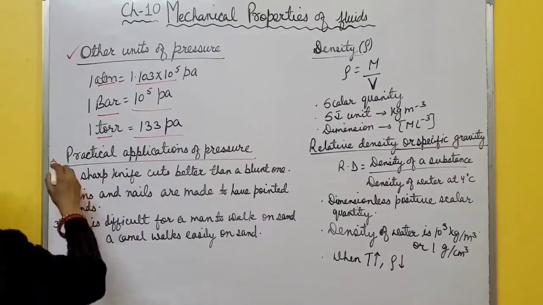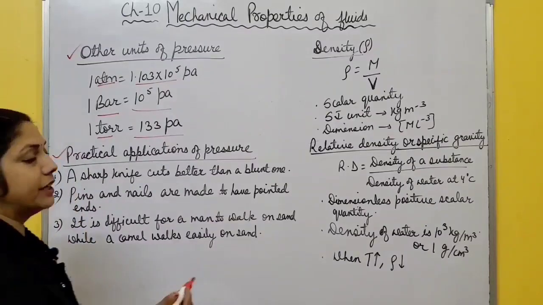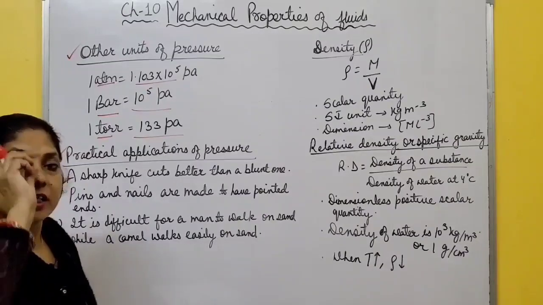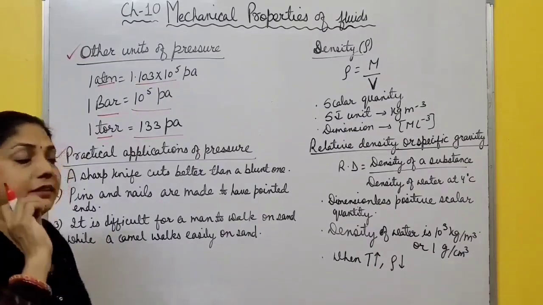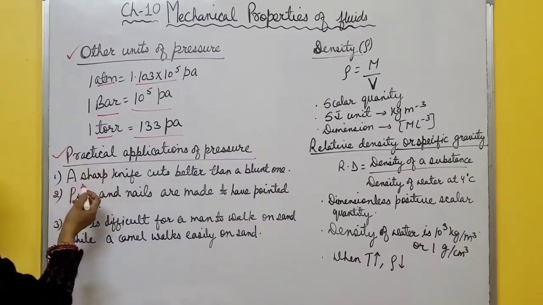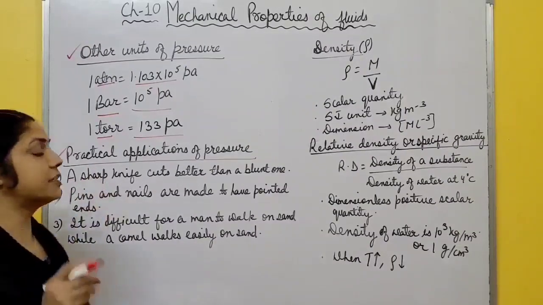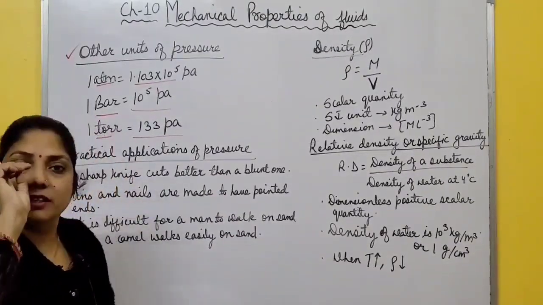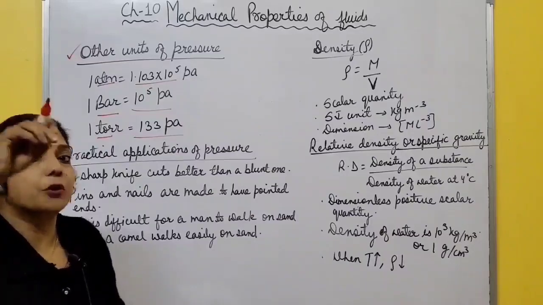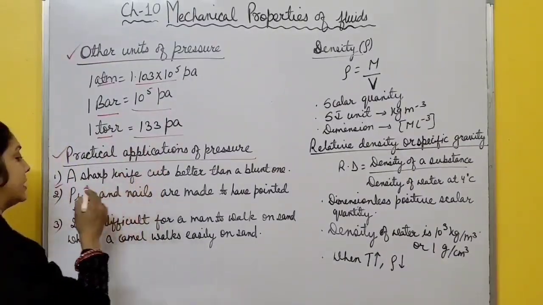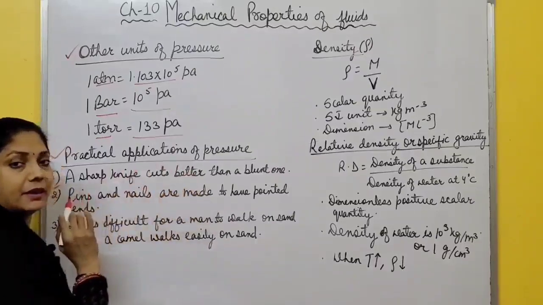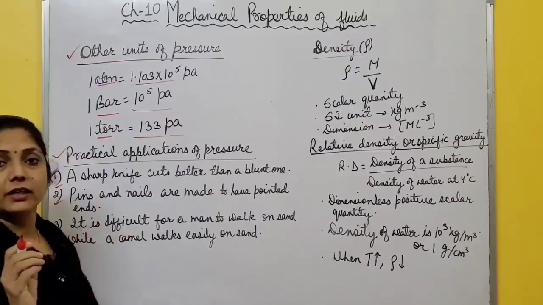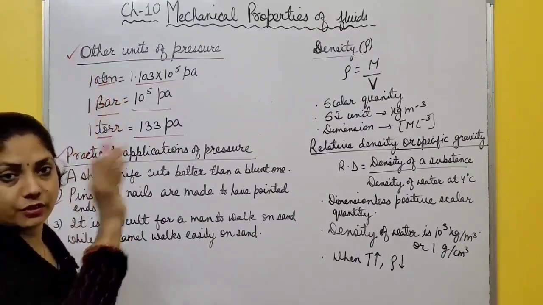After this, there are some practical applications of pressure. You know, pressure is thrust per unit area, normal force per unit area. The smaller the area, the greater the pressure exerted by the fluids. The first example is a sharp knife cuts better than a blunt one. A sharp knife has a smaller surface area in contact, so it exerts more pressure and it cuts very easily. Second, pins and nails are made to have pointed tip ends so that they exert more pressure on the walls on which they are placed.